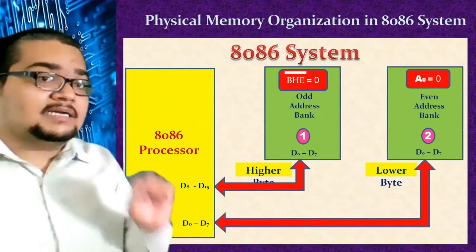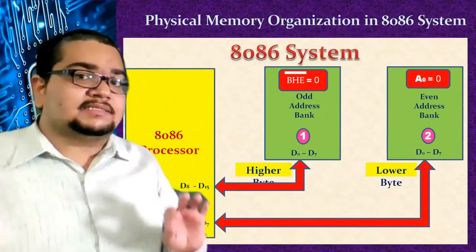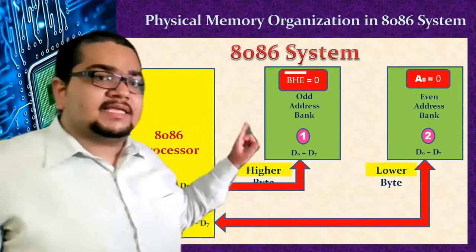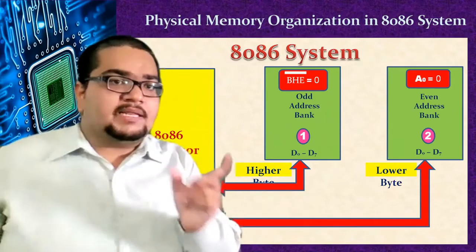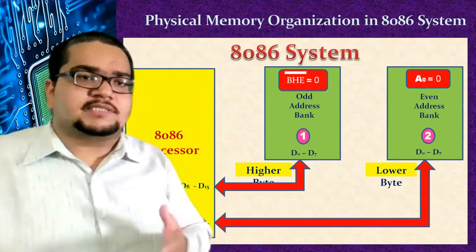This is our address line A0 bit. A0 bit address line is there. Now, whenever A0 is 0, memory address will be an even number. You can check it out by yourself.